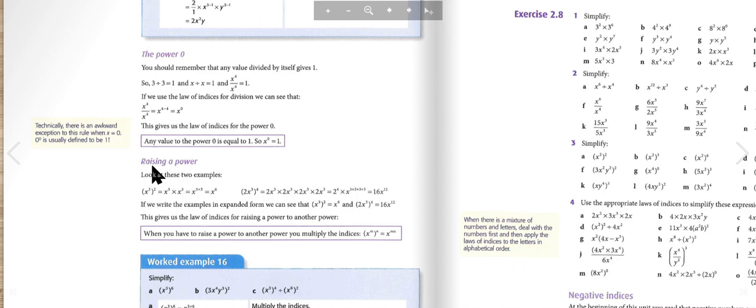Raising a power. Look at these two examples. x cubed squared equals x to the power of 3 times x to the power of 3, which is x to the power of 3 plus 3, equals x to the power of 6.